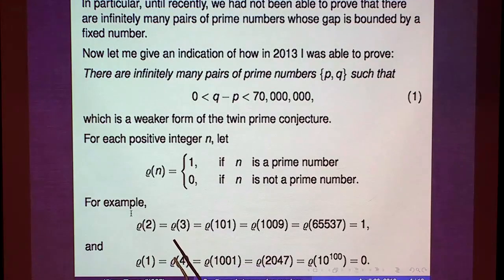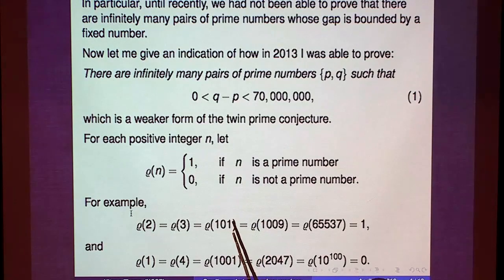So in particular, until recently, we had not been able to prove that the gap between two primes is equal to 2. Then let's consider a weaker question. Maybe we ask how many prime pairs have a gap that is not 2, but less than or equal to 4, less than or equal to 6, maybe less than or equal to 100, 1 million. Can we prove there are infinitely many pairs of primes such that the gap is less than a certain finite number?